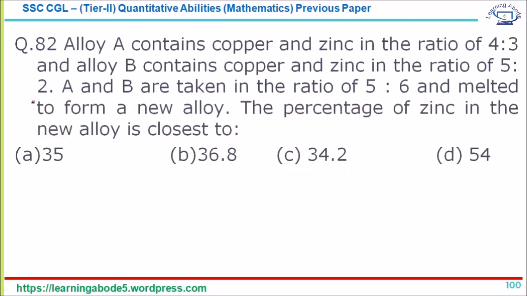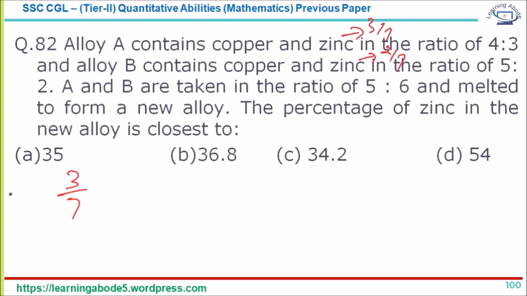Question number 82. An alloy A contains copper and zinc in the ratio 4:3, and an alloy B contains copper and zinc in the ratio 5:2. A and B are taken in the ratio of 5:6, melted to form a new alloy. The percentage of zinc in the alloy is closest to? So let us consider only zinc, in the first, so that's 3 out of 7. Now this zinc here, it is 3 out of 7. Now this zinc here, it is 2 out of 7.